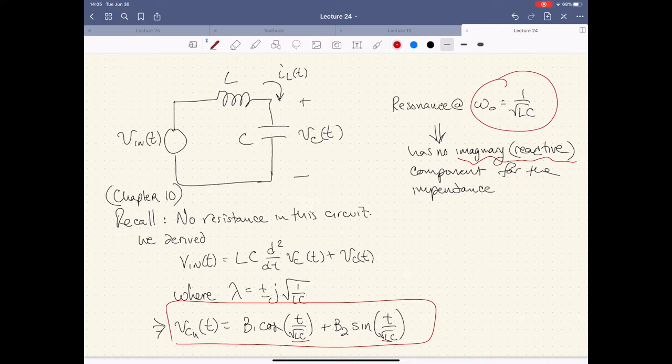But let's just assume for the moment that we have a nice sine and cosine solution for the voltage that's going on in this system. Assume that there's no resistance in here.